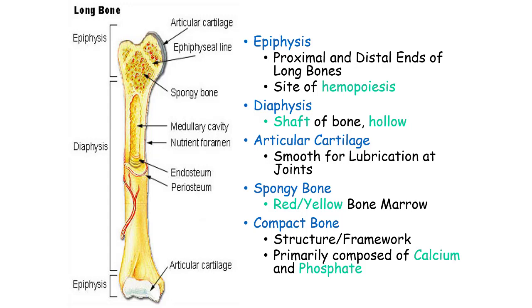All of the bones in our body are divided into long bone, short bone, and irregular bone. Here you can see a long bone. A long bone has these parts: two epiphyses at the two ends of the bone and one diaphysis in the middle of the bone.